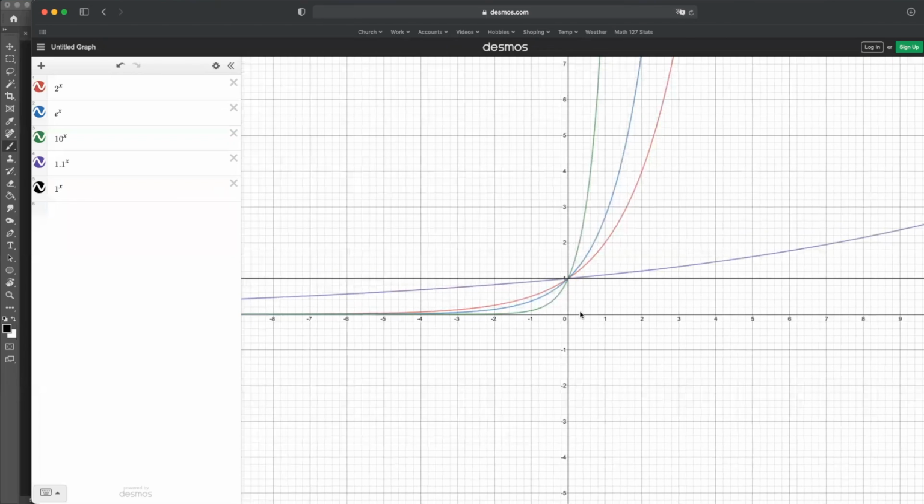And so notice what happens here. Every single one of them goes to the point 0, 1. Now here's 1 to the x, here's 1.1 to the x, here's 2 to the x, here's e to the x, which is a little larger than 2, and here's 10 to the x. And so the greater the base is, the more steep this curve is. So this curve gets steeper and steeper and steeper, right?